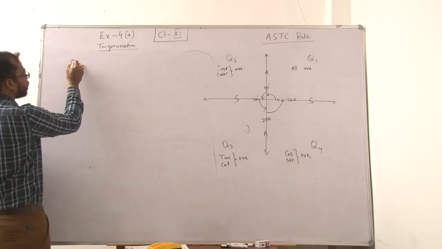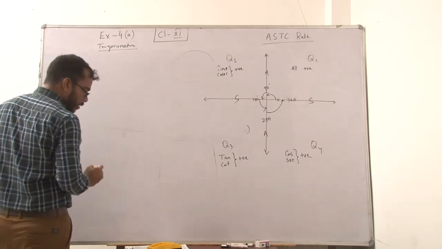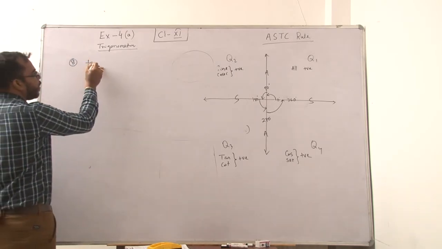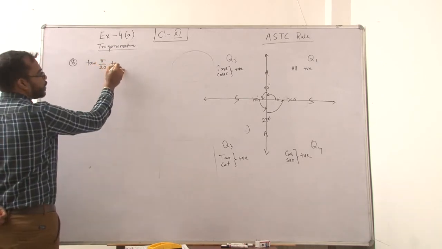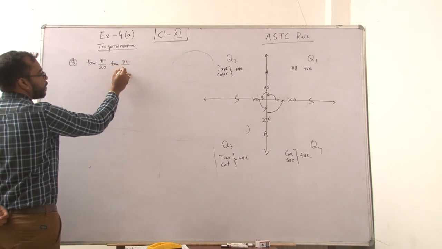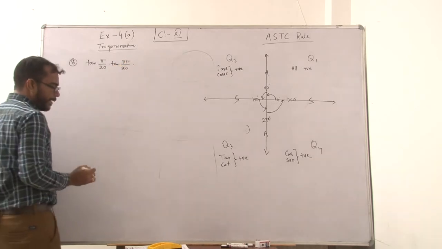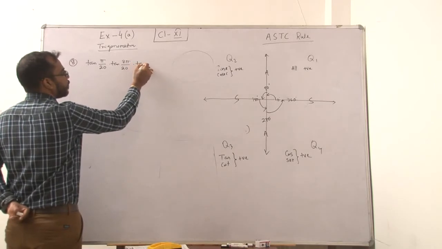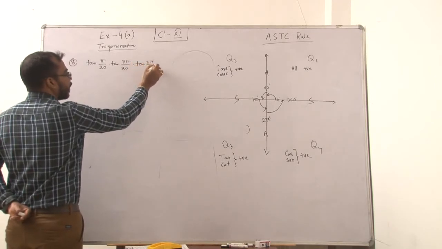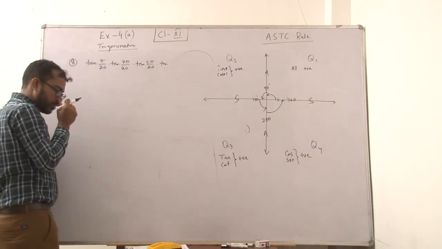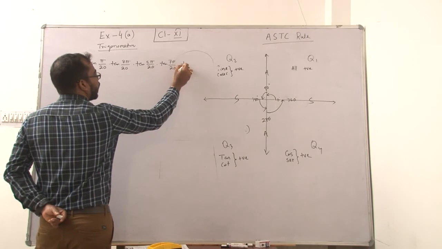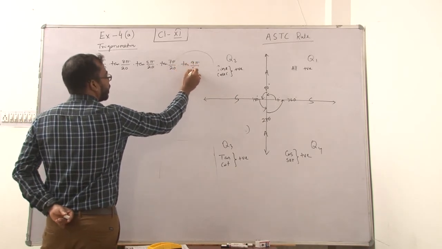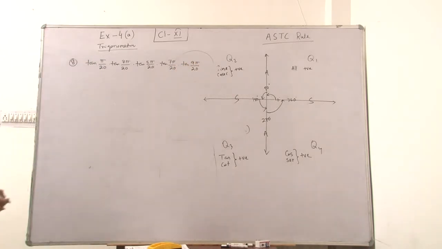Question number 8 is: evaluate tan pi by 20 into tan 3 pi by 20 into tan 5 pi by 20 into tan 7 pi by 20 into tan 9 pi by 20. So we have to evaluate them.